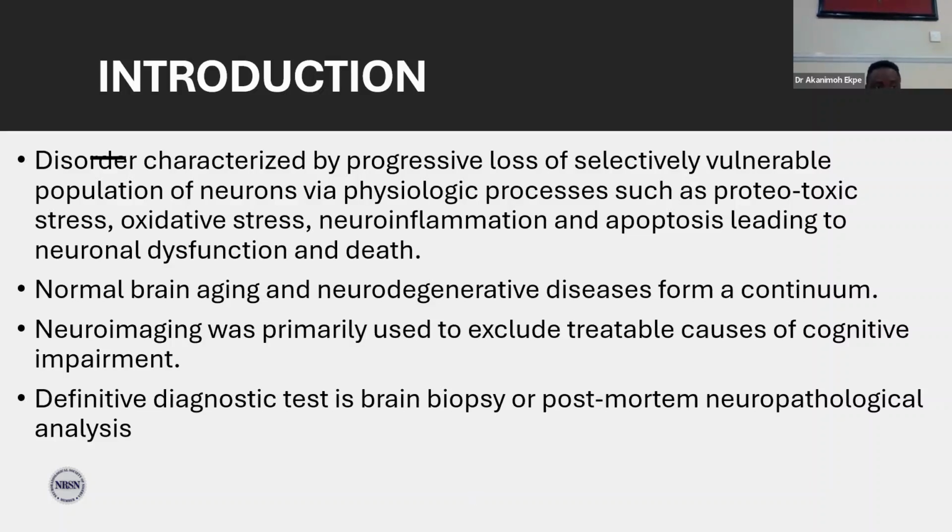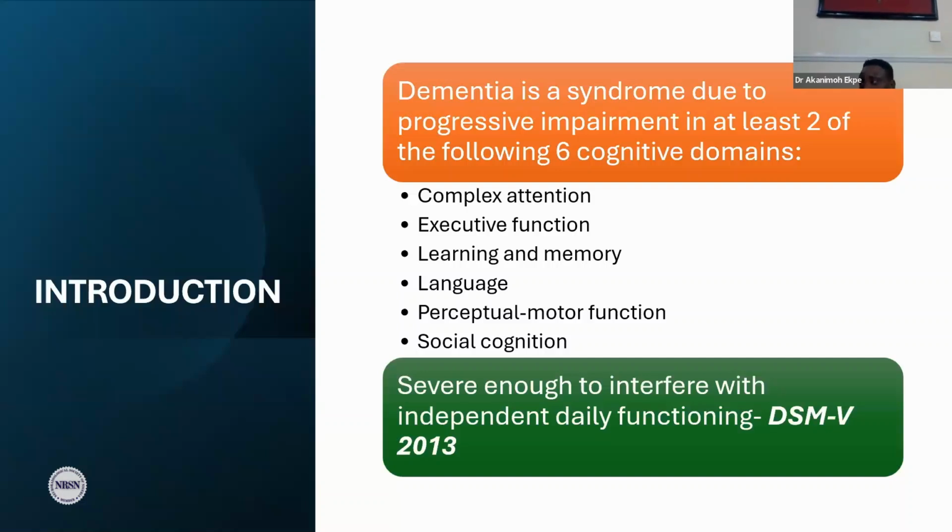Now, dementia is a syndrome that is due to progressive impairment in at least two of the following 6 cognitive domains: complex attention, executive function, such as the ability to plan and carry out a program or event, learning and memory, language, perceptual, motor or visuospatial function, as well as social cognition. And according to the Diagnostic and Statistical Manual 5 edition 2013, it must be severe enough to interfere with independent daily functioning.